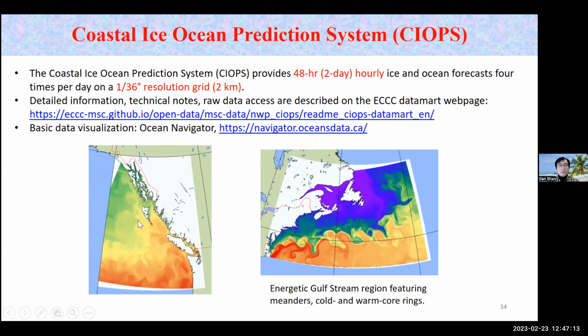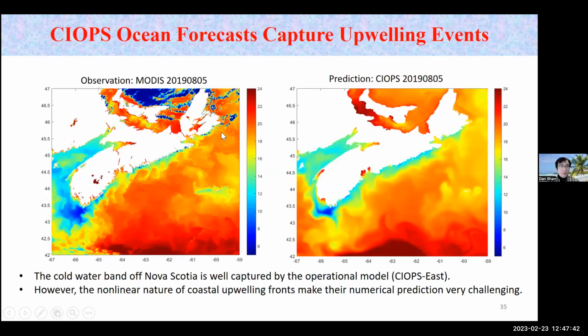These 2 images show the 2 domains. One is for the west coast on the left, the other is for the east coast. Today I'm going to just show the results on the east coast. As you can see from the results, COPS can capture the energetic Gulf Stream region featuring the meanders, cold and warm core rings. But if you zoom in to the coastal region, this shows upwelling events in the year 2019. On the left-hand side are the observed upwelling events from the MODIS satellite. On the right-hand side is the prediction from the COPS model at the same date.